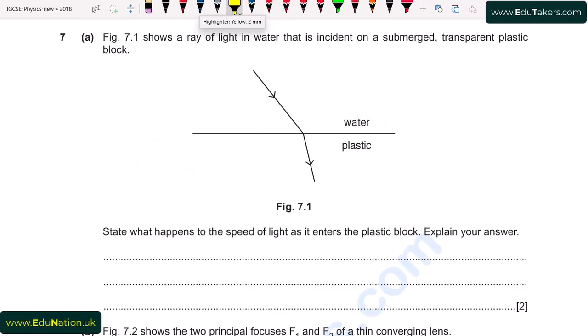Question number 7, Part A. Figure 7.1 shows a ray of light in water that is incident on a submerged transparent plastic block. So here is figure 7.1 and there are two media. First of all there is water and second one is plastic. So a ray of light coming from water is incident on the plastic boundary and enters into the plastic.